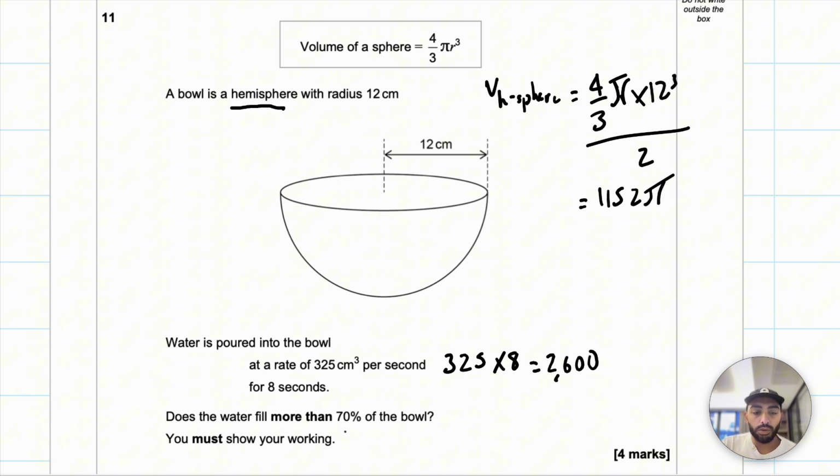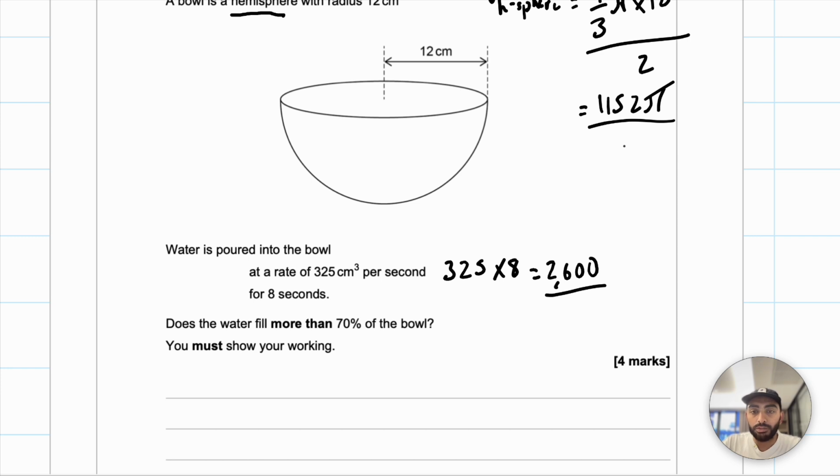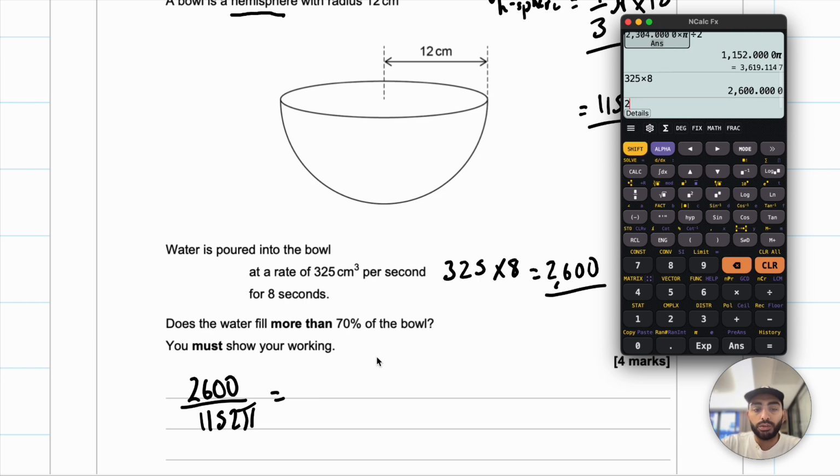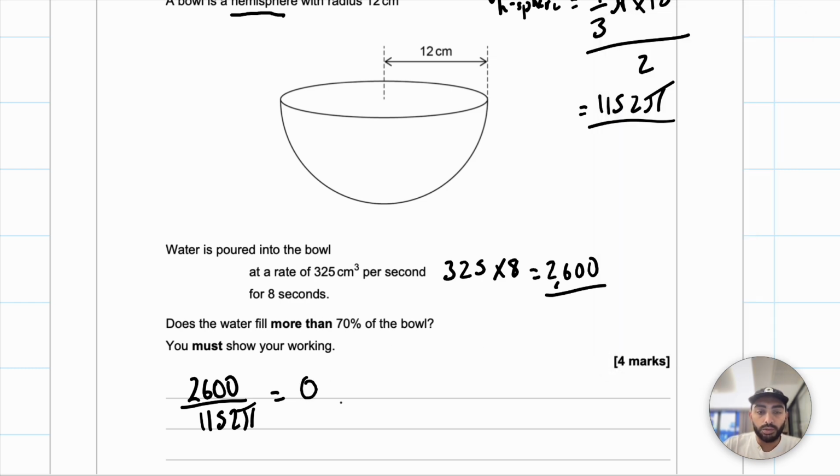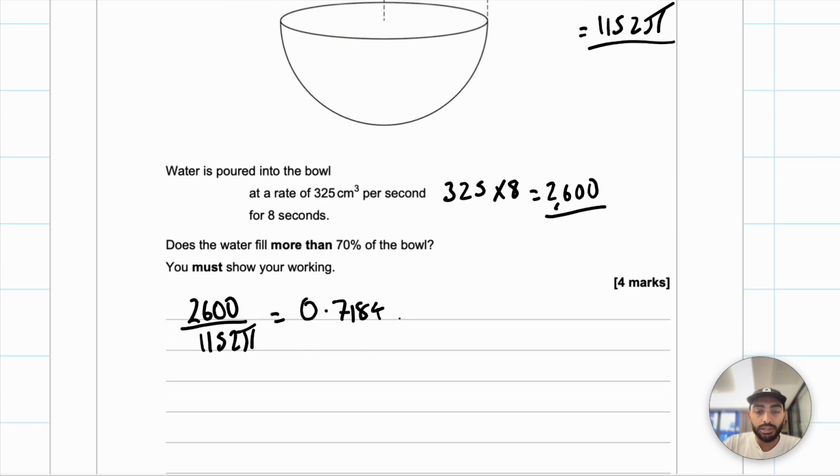Does the water fill more than 70% of the bowl? Show your working. We find out what percentage has been filled from the bowl by taking the 2,600 divided by 1,152 pi, and we can see if it gives us an answer bigger or smaller than 0.7 or not. So 2,600 divided by 1,152 pi is equal to 0.7184. And if I times this by 100, that gives me 71.84%.